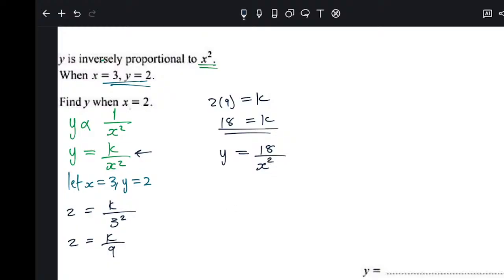Now you can answer any question, which is this one. They then ask you, find y when x is 2. You just say let x be equal to 2. Y will be now equal to 18 over 2 squared. Y will be equal to 18 over 4. What is the answer? What is 18 over 4?